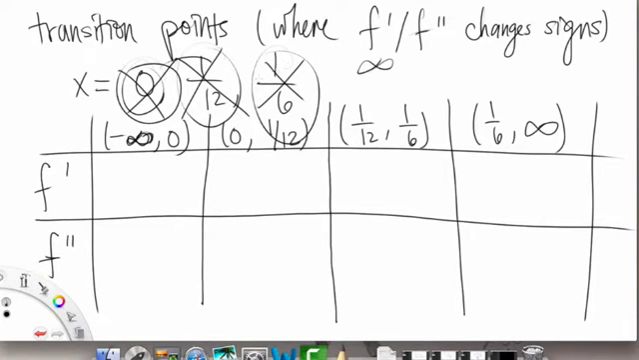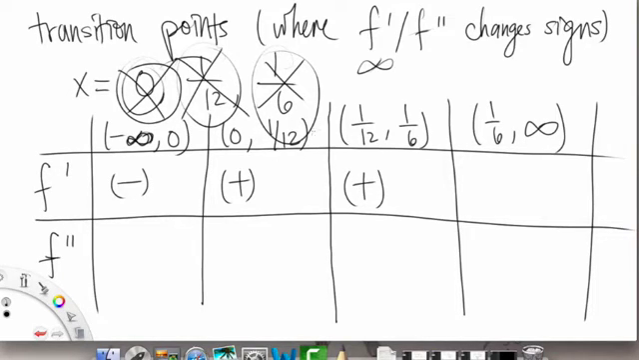I know it's on previous slides, but I'm going to go back and say that on these intervals, we had certain signs, positive or negative, for our first and second derivatives. That's what we found by sign analysis. From negative infinity up to 0, our first derivative was negative, so we write a little negative sign in there. At 0, it switches to positive, and it stays positive all the way up until our critical point of 1 over 6.